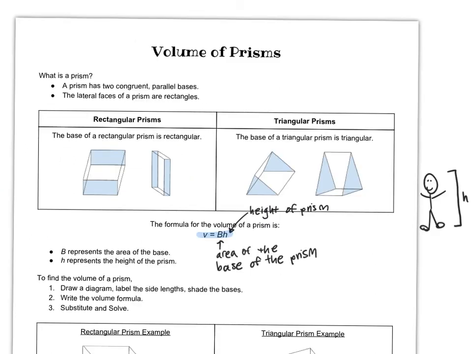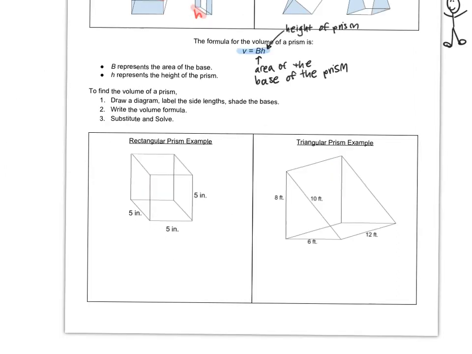So let me draw the heights on these prisms. Here are the heights. So remember, the height is the distance between the bases. So it's not always up and down. It just depends on where your bases are. Now we understand the pieces of the formula, so let's go ahead and use the formula to find the volume of some prisms. And I'm going to follow these steps right here to find these volumes.